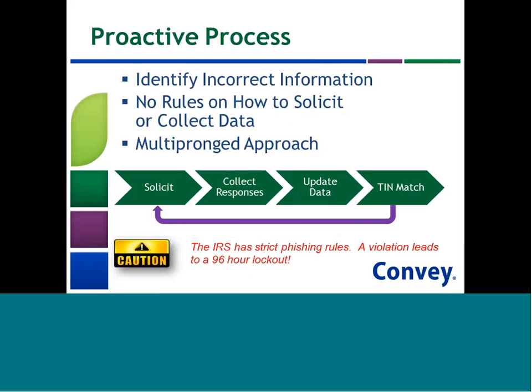So once again, the proactive process is really focused around identifying the incorrect information, soliciting for that information because there are no rules to solicit on how you do that prior to getting that B notice. One note on the IRS e-services is they do have some strict phishing rules for their e-services, so this is covered in the 2108A documentation. However, a violation does lead to a 96-hour lockout.